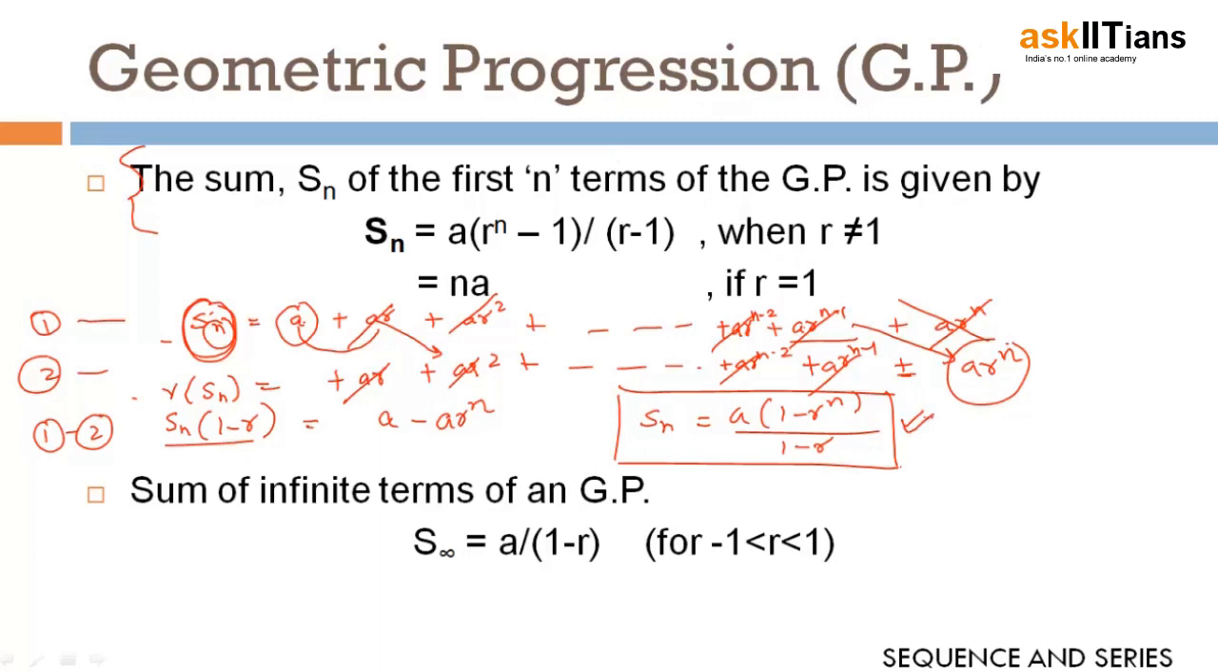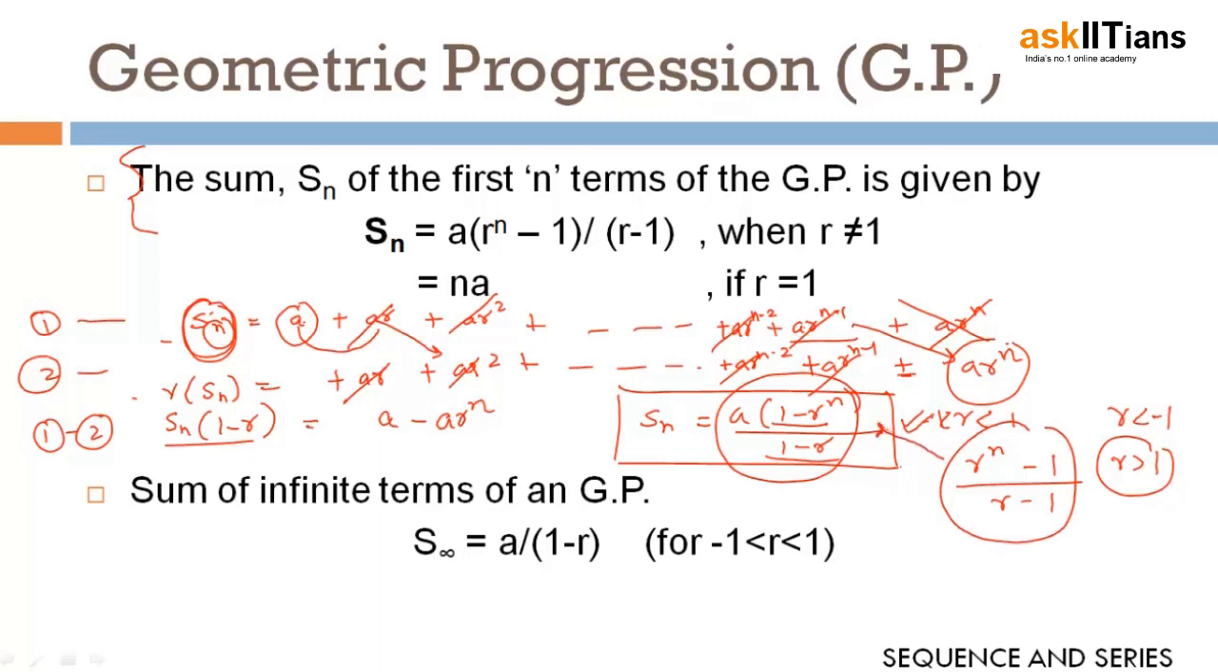In some books you might have seen that this formula is valid when r is between -1 and 1, and they write (r^n - 1)/(r - 1) for r greater than 1 or r less than -1. Basically, even if you use this formula, it will hold true, because when r is greater than 1, this will be negative, and this will again be negative. So this is the equivalent form. For convenience, you can remember this one only. You don't need to worry about whether r is greater than 1. It will hold for every case.